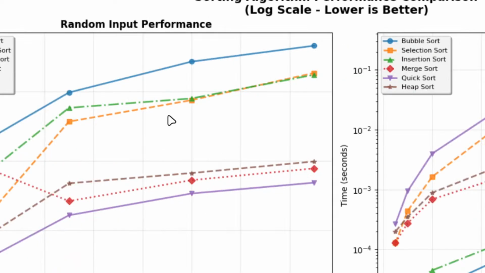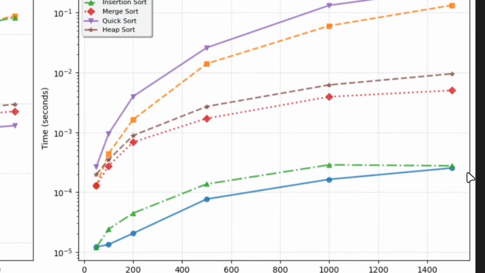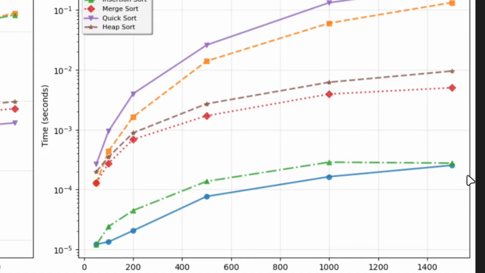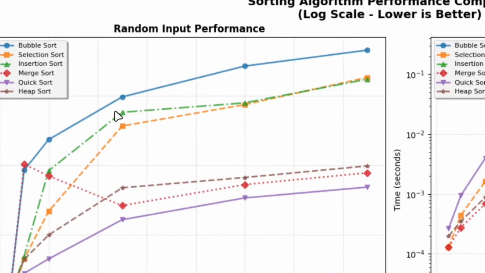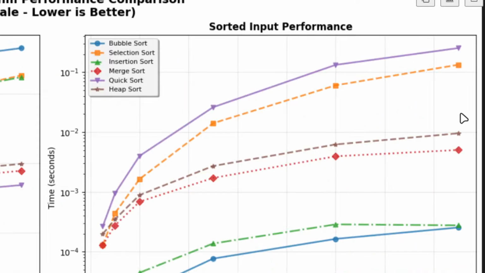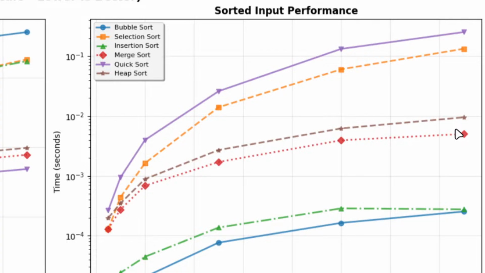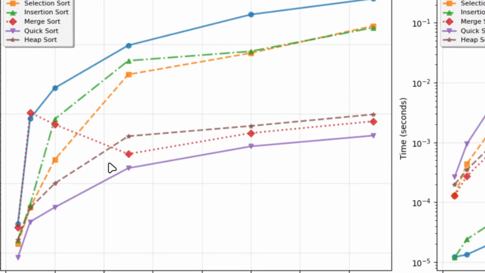Okay, but this was random input. Now there is the sorted input. That means the input is already sorted. You don't need to do much work. But then also you will see that the bubble sort performs the worst. See the time scale. Bubble sort performs the worst. Then selection sort. Then I think this star would be heap sort. Then merge sort. See, merge sort used to perform better here when you have a random input.